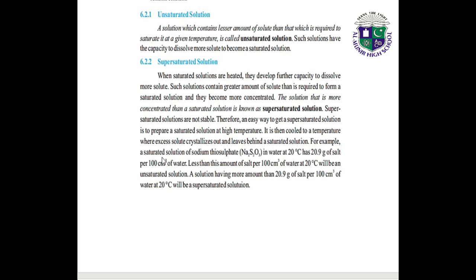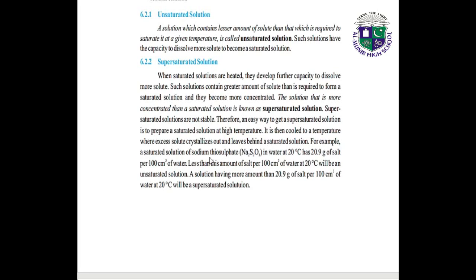For example, a saturated solution of sodium thiosulfate, Na2S2O3, in water at 20 degrees centigrade has 20.9 grams of salt per 100 centimeter cube of water. Less than this amount of salt per 100 centimeter cube of water at 20 degrees centigrade will be in unsaturated solution.